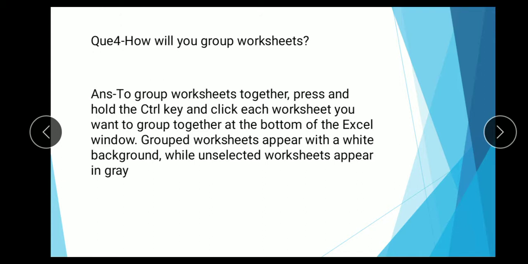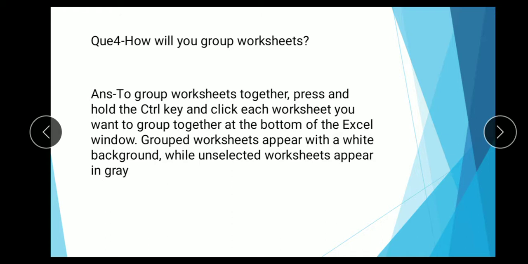Question number 4: How will you group worksheets? Answer: To group worksheets together, press and hold the Control key and click each worksheet you want to group together at the bottom of the Excel window. Grouped worksheets appear with a white background, while unselected worksheets appear in grey.